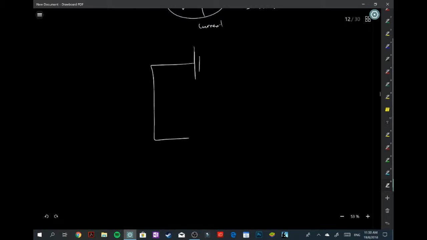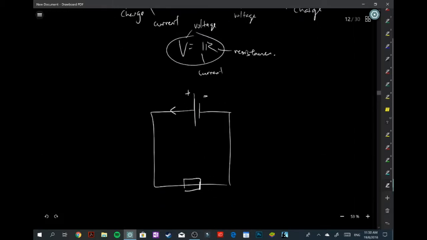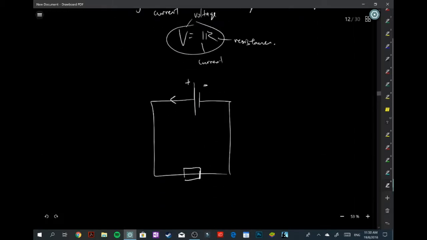Let's say I have a circuit, and it's connected in this manner with a resistor here. Conventional current always flows from plus to minus, so conventional current flows in this manner. Of course, in other words, electron flow will flow in the opposite manner. So this is conventional, and this is the electron flow. In your O-level syllabus, everything is in conventional unless they specifically ask for the electron flow. So let's erase the red color one.